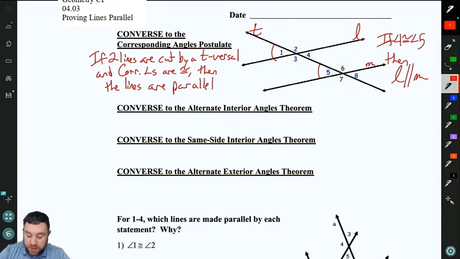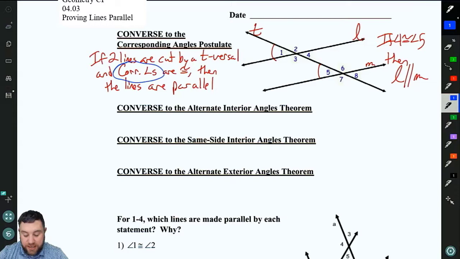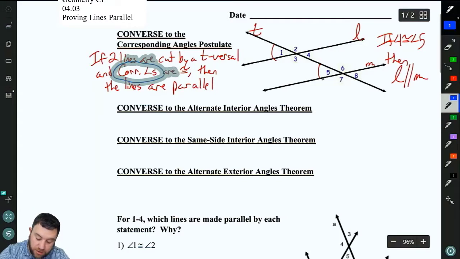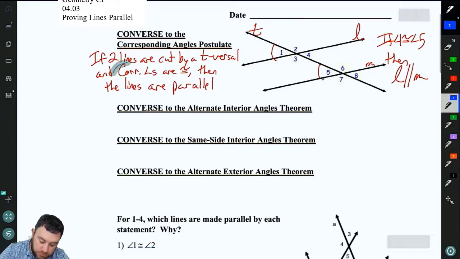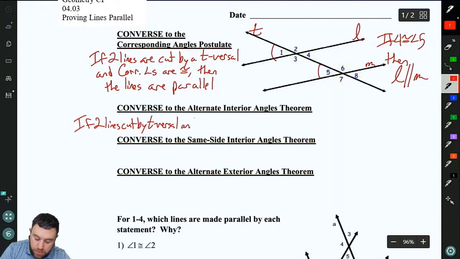Moving on to the converse to the alternate interior angles theorem, it's almost all going to be the same. The only thing that's going to change is right here. Instead of corresponding angles, we'll say alternate interior angles are congruent. So, if two lines are cut by a transversal and alternate interior angles are congruent, then the lines are parallel.